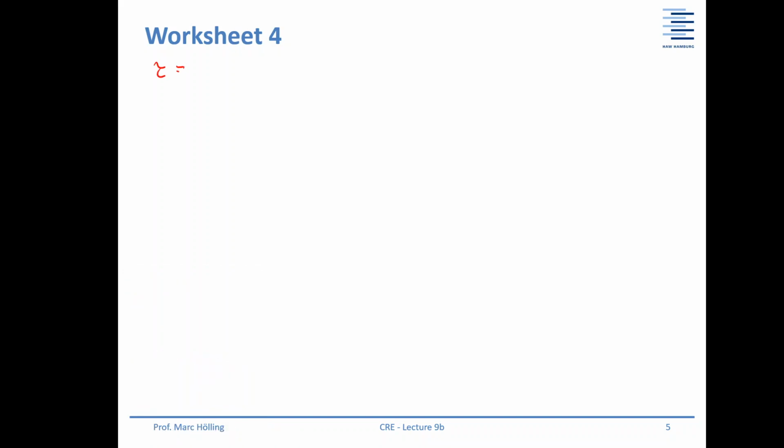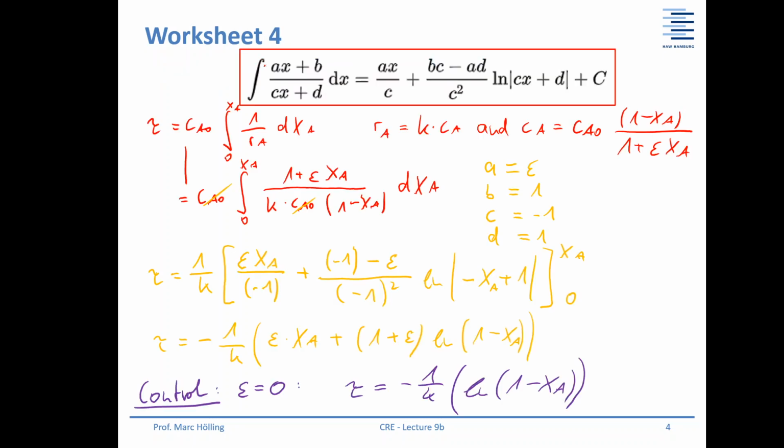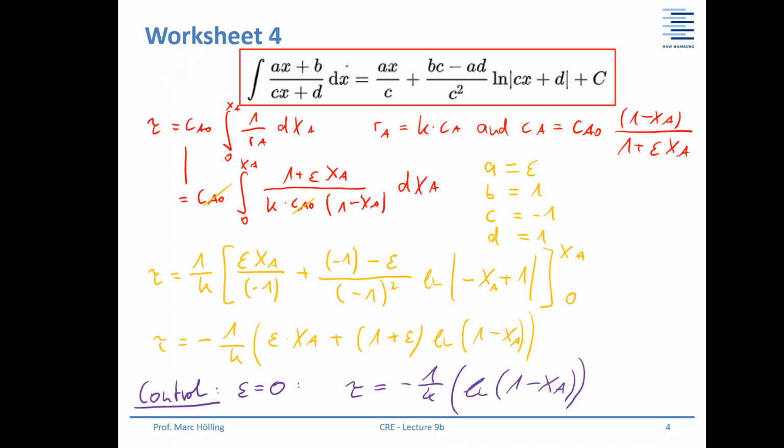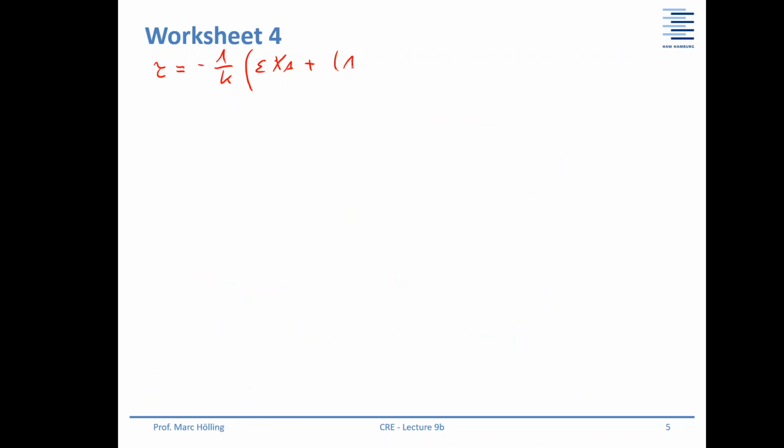So tau is equal to minus 1 over k, times epsilon times xa plus 1 plus epsilon, times ln of 1 minus xa.